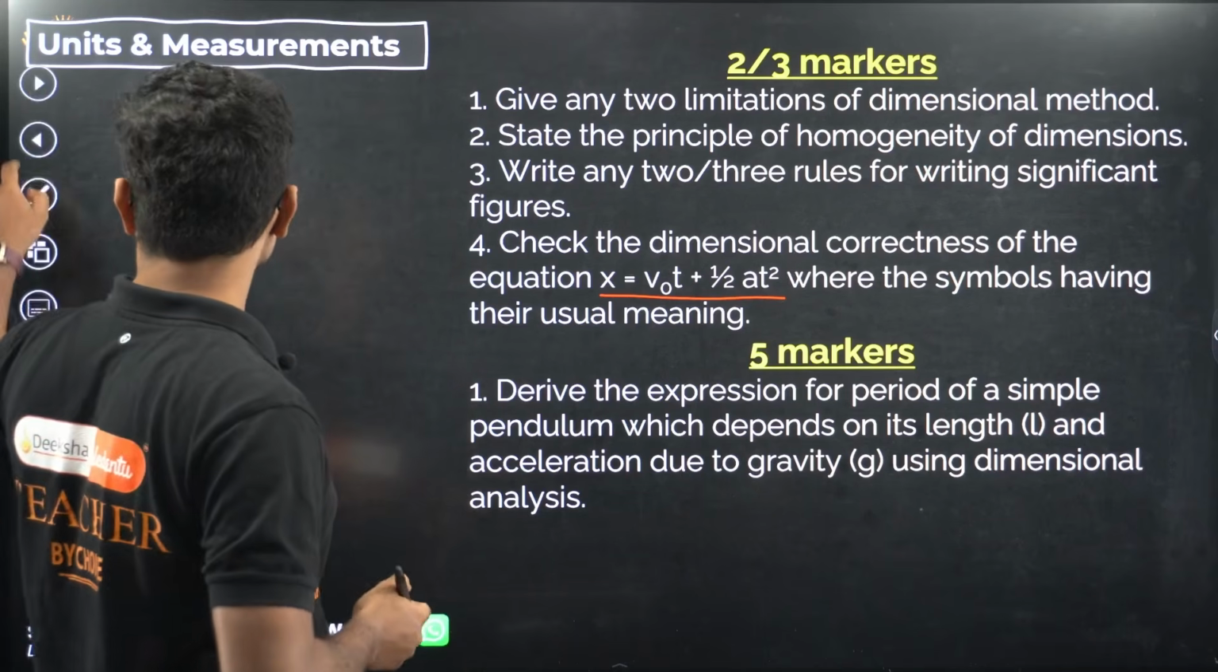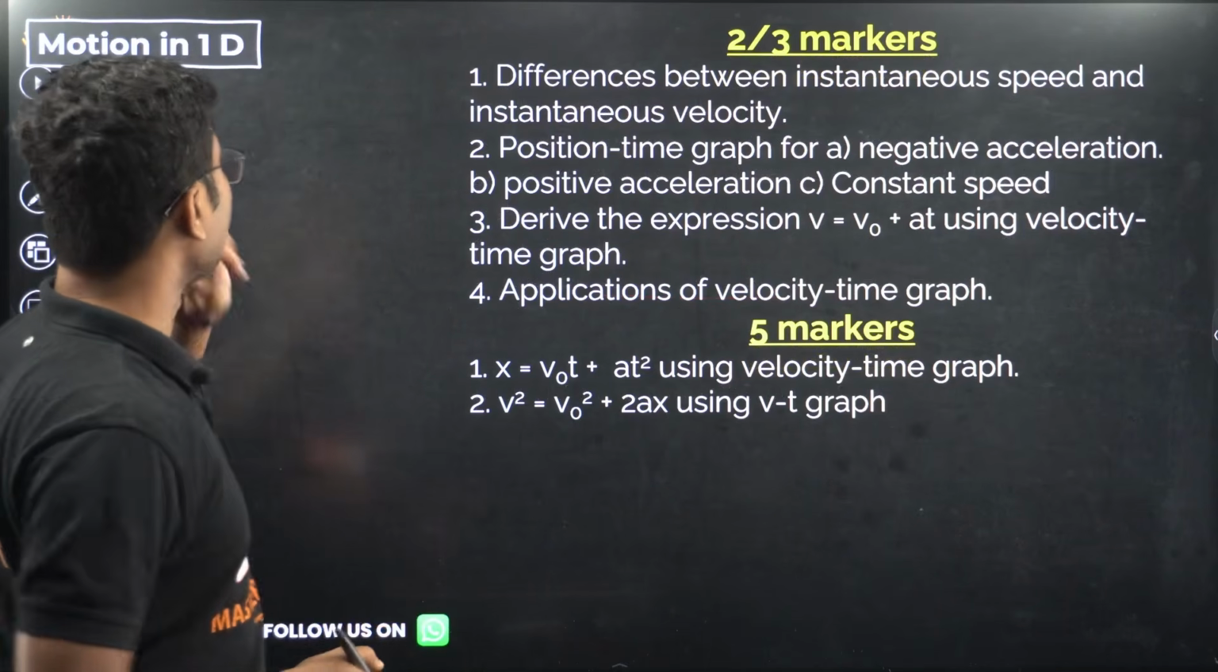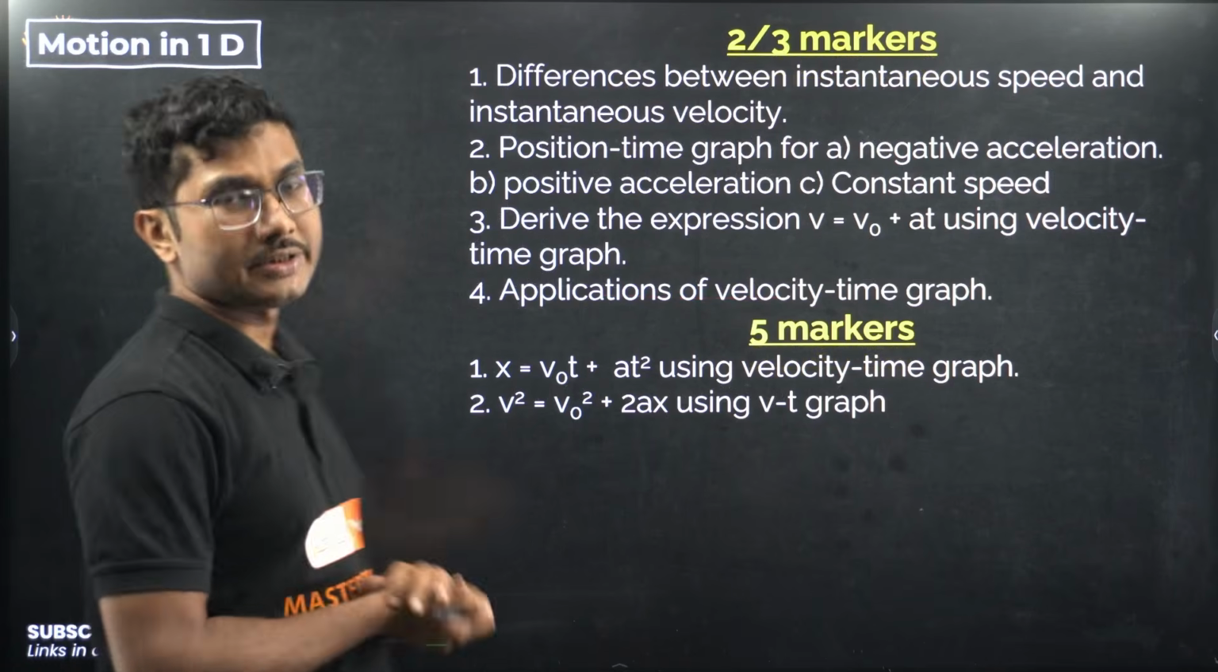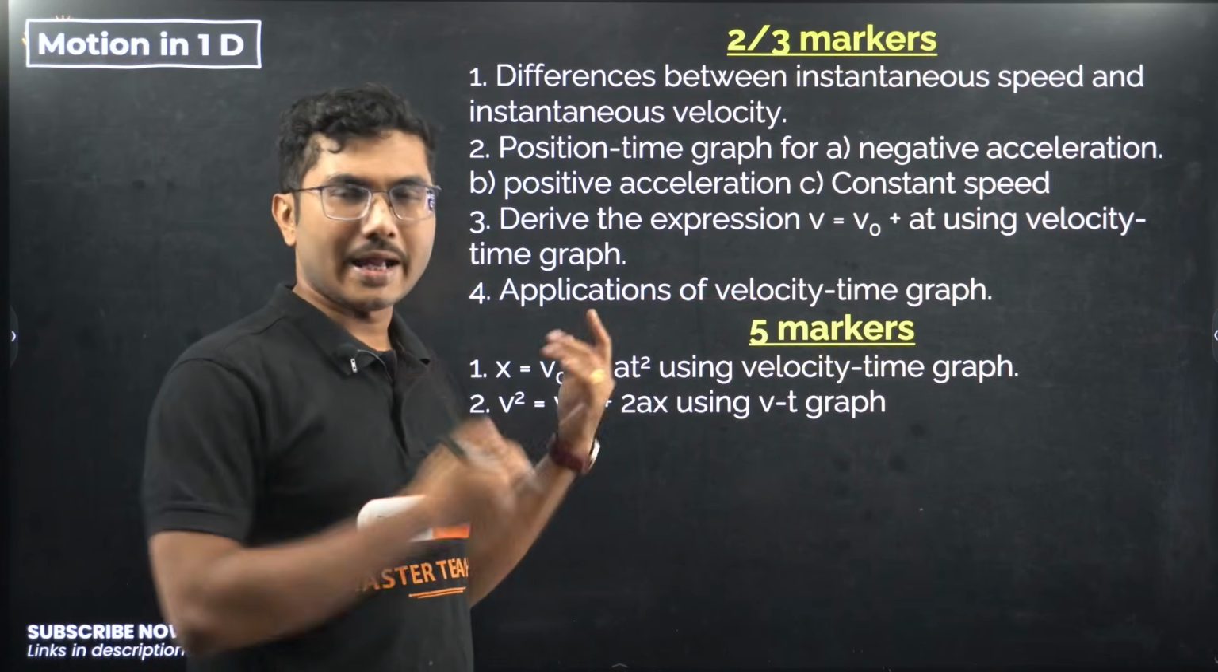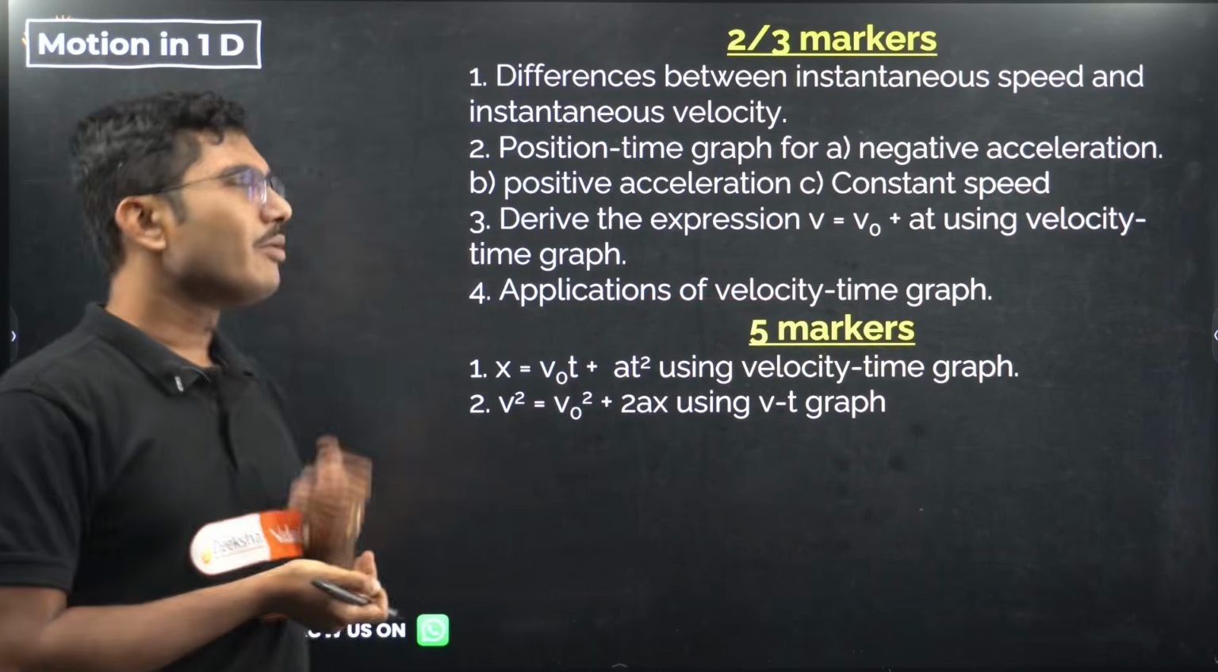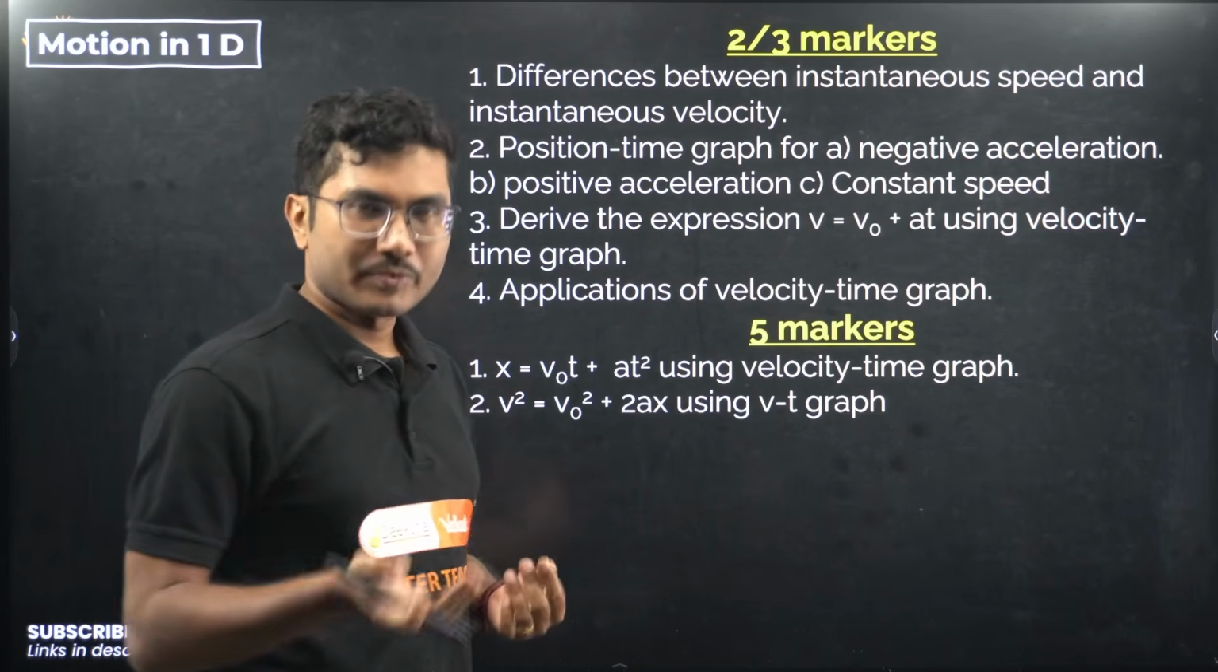Now let's move on with the next chapter, motion in 1D. Motion in 1D means motion in a straight line. In short, we call it motion in 1D. One dimension, that is a straight line.